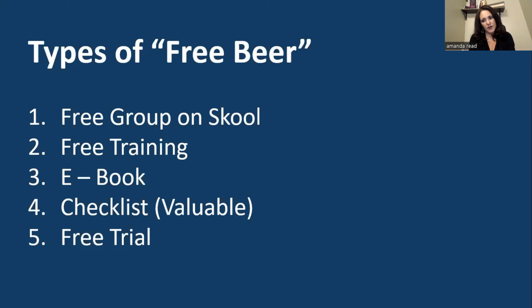The types of free beer. There are lots of types of free beer. These are some of my favorites that actually really get people to move along. And I've talked about this a lot, but creating a free group on Skool is probably one of the easiest ways to create an amazing lead magnet that gets people into a community that gets them to know you better. And when you create that free group on Skool, then you can have other resources within that group that you can charge for. So it actually already becomes a place where they not only get to know you, but you can monetize all in one platform. It's really one of the best free beers that you can put together.